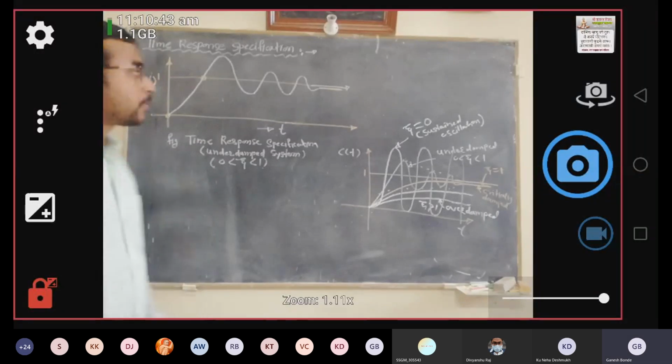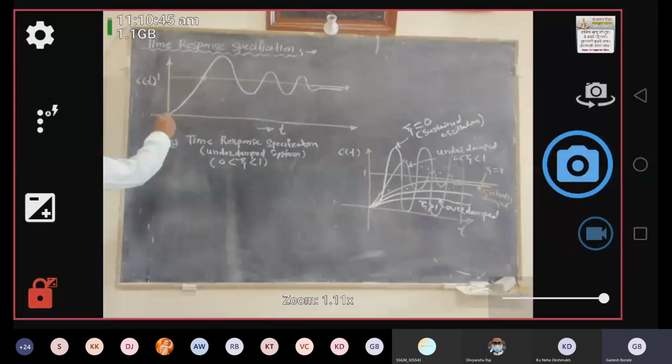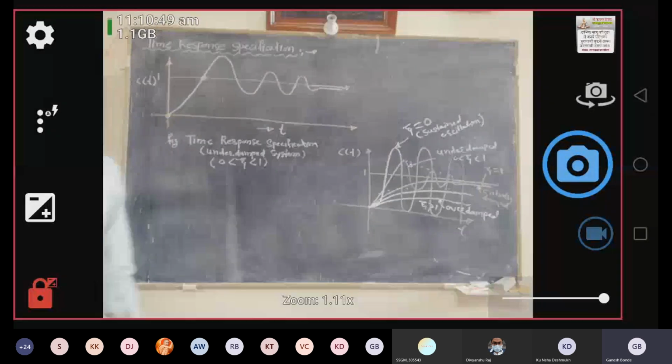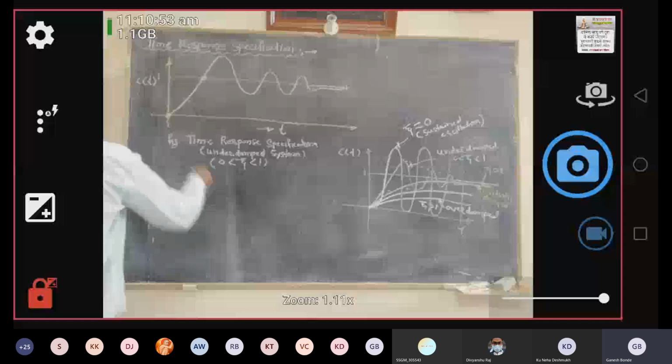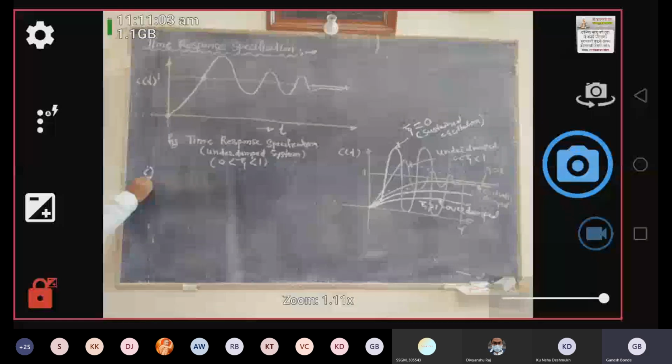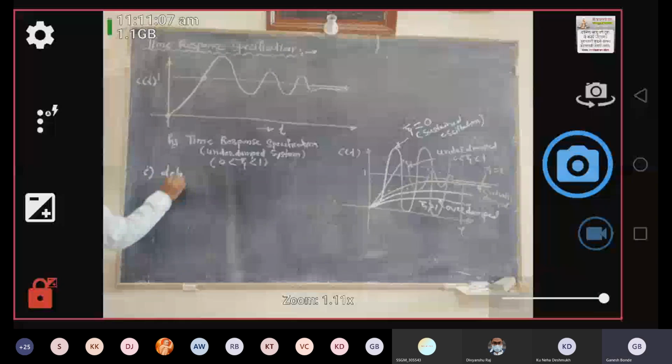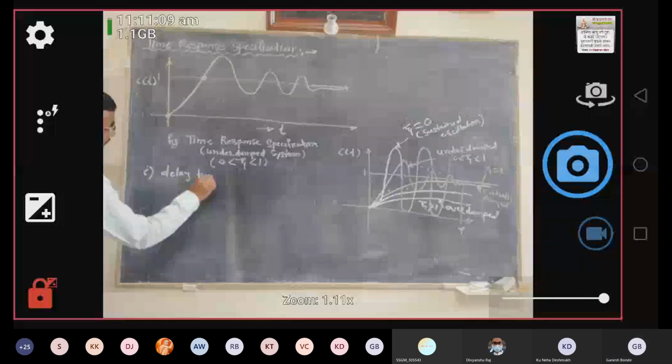Okay. So therefore, I hope you have drawn it. Have you finished this c(t) versus t for an underdamped type system? With the help of this time response for an underdamped type system, we can define the time response specifications. The first time response specification we are going to consider is the delay time. Delay time is denoted by td.